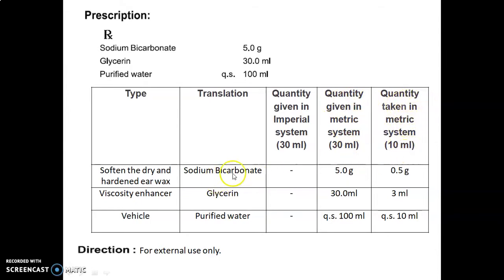and quantity taken in the metric system for 10 ml. Sodium bicarbonate is used to soften the dry and hardened earwax. Quantity given for 30 ml is 5 gram. Multiply it with factor 0.1, we get 0.5 gram. Glycerine is used as a viscosity enhancer. Quantity given is 30 ml. Multiply it with factor 0.1, we get 3 ml.